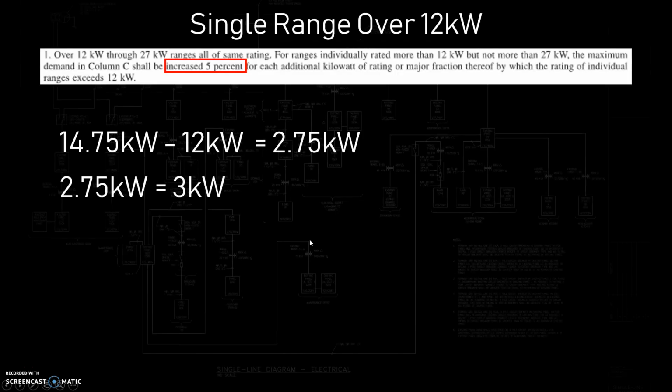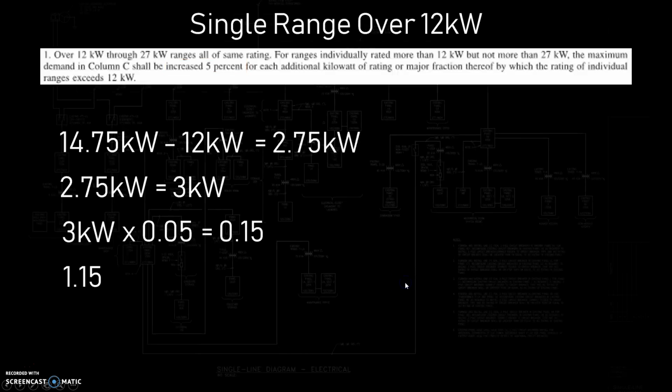Okay, the next piece we need to understand is we're going to increase by 5% for every kilowatt that we've gone over 12. So we went over by 3 kilowatts. We're going to increase by 5% for every kilowatt. So 3 times 0.05 in this case gives us 15%, or 0.15, right? Okay, so we're going to increase by 5% for each kilowatt. Increase what by that percentage? Well, it's going to tell us here we're going to increase the original demand factor in column C.